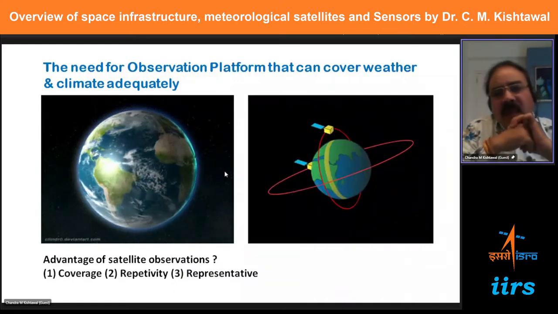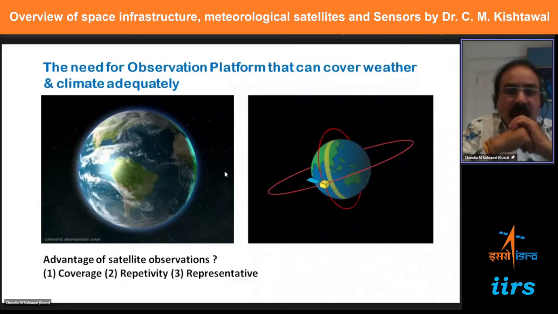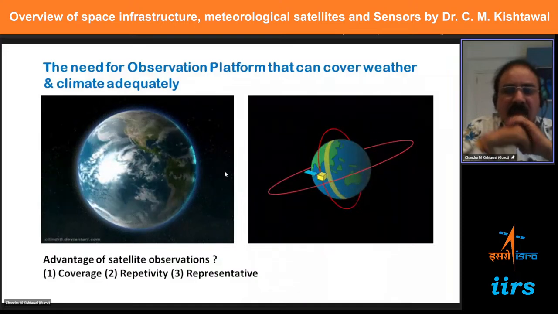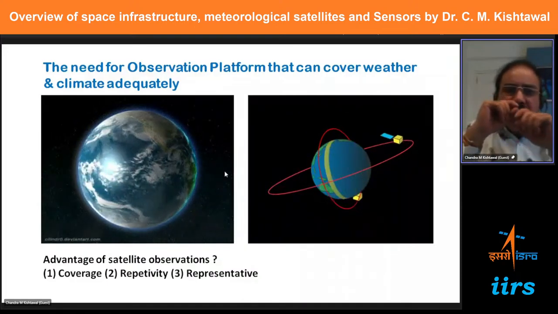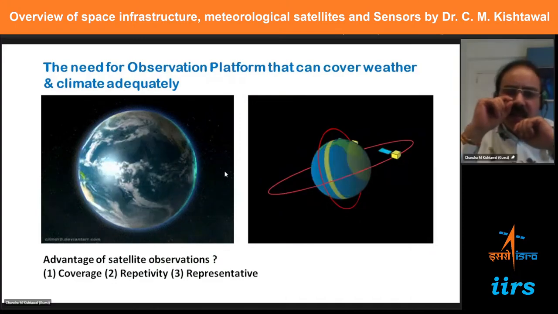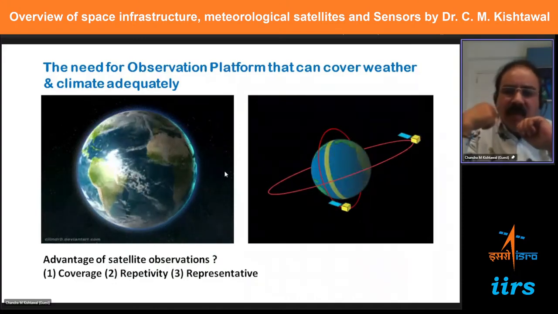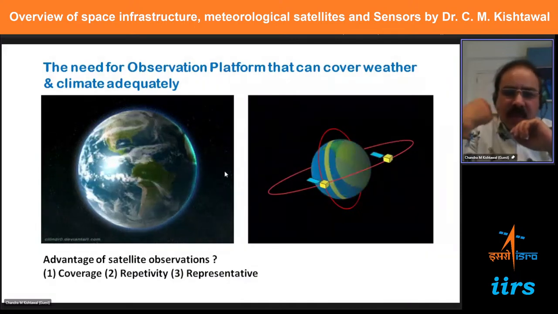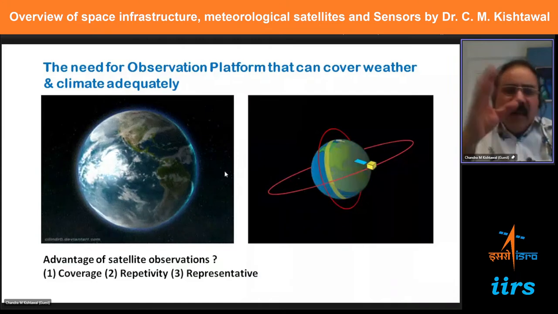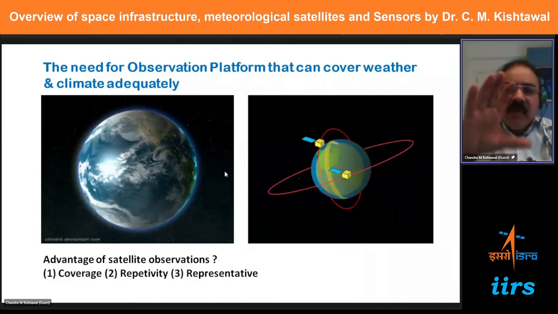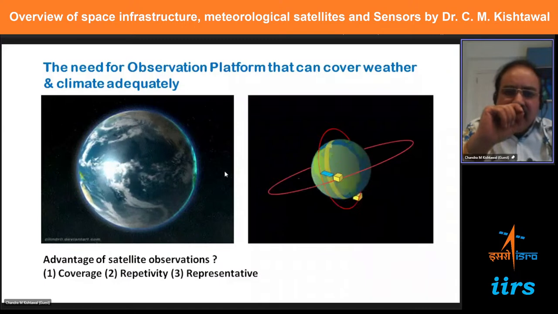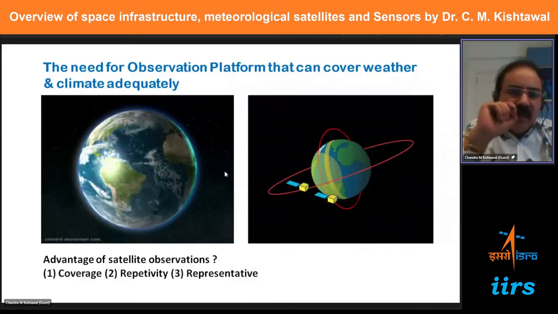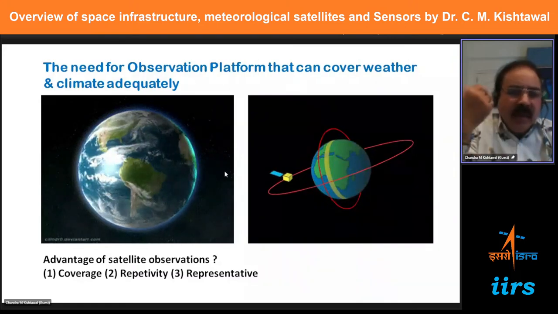And the last and very important thing is the representativeness. It is a very important quality of satellite observation. What does representative mean? It is the same instrument. Suppose you are taking the measurements from one satellite. It is the same instrument which is taking measurements over Europe, over India, over the ocean, over the mountains, everywhere it is the same instrument. So it means if there is an error or a bias in this instrument, you have to apply the correction only once. You have to correct the biases only once, and then the whole observation can be corrected.